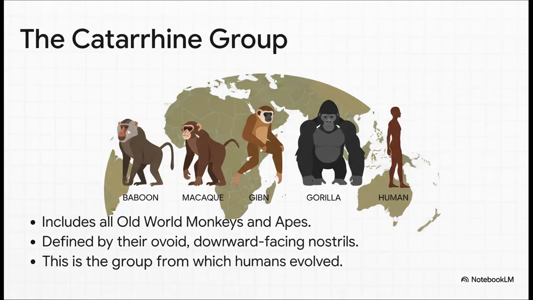So just to recap the catarrhines, this group is a big one. It includes every single monkey from the Old World. We're talking baboons, macaques, you name it. And it also includes all the apes, all the way from gibbons to gorillas to us. They're all united by those distinctive downward-facing nostrils, and yep, this is our direct ancestral line.